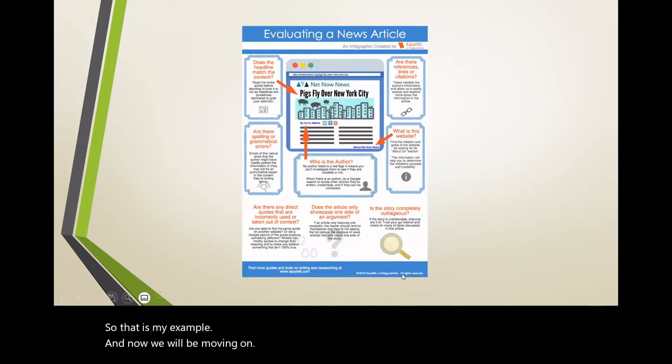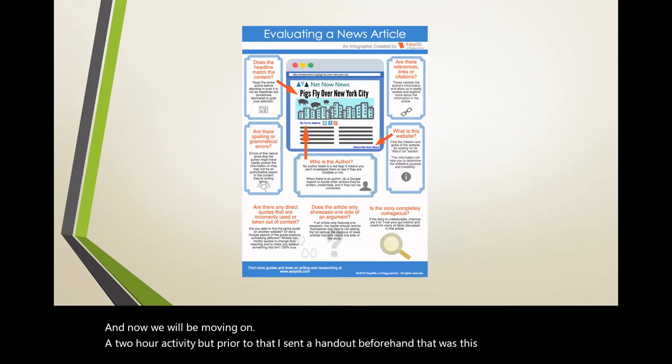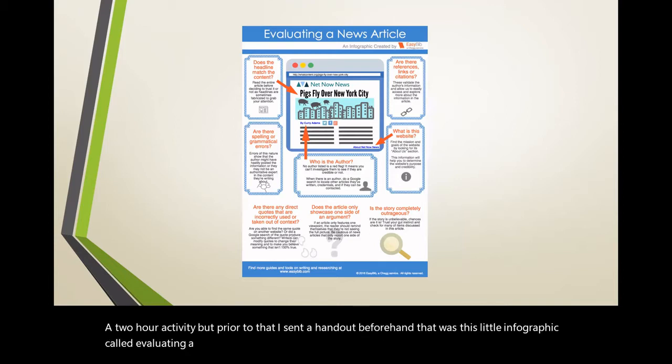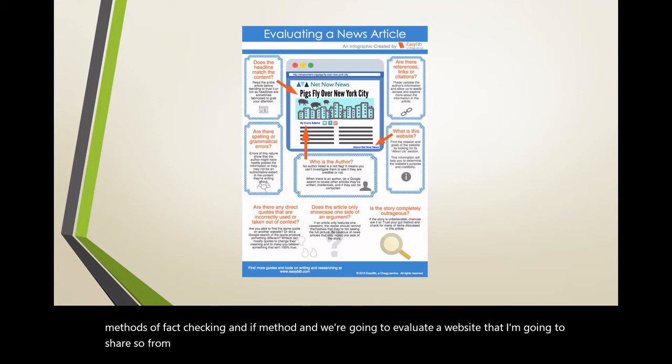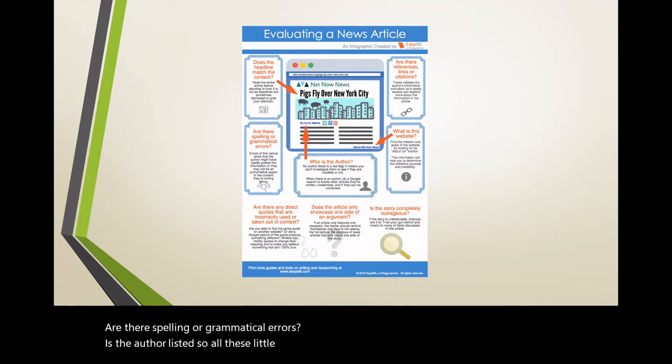But prior to that, I sent a handout beforehand. That was this little infographic called Evaluating a News Article. So you can use the tips that are on this infographic, the 4 methods of fact checking and the SIFT method, and we're going to evaluate a website that I'm going to share. From this infographic, we're going to be looking: does the headline match the content? Are there spelling or grammatical errors? Is the author listed? All these little tips that are on this page, we're going to be using for our activity.